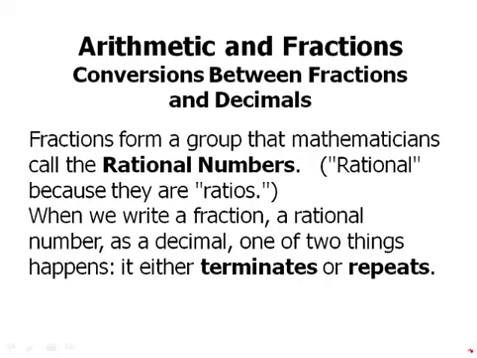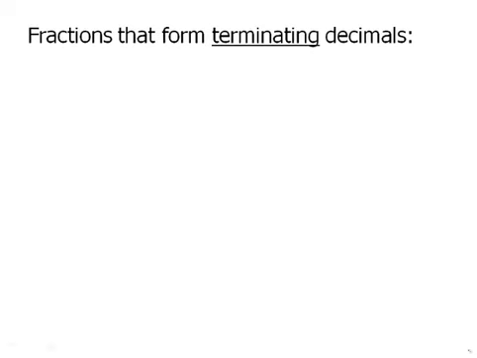Well, those are fancy words. What does that mean? Fractions that form terminating decimals. And of course, terminating simply means coming to an end. So very simply, if we write 1/4 as a decimal, it's 0.25. After two places, the decimal just comes to an end. There's no more decimal after that. There are just two decimal places. That's it. That's a terminating decimal.